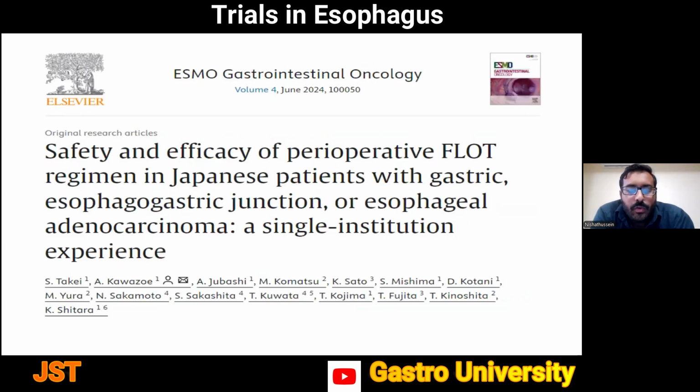Also, a recent study in June 2024 was published on the safety and efficacy of perioperative FLOT in Japanese patients. As the authors mentioned in this study, they are not aware of any previous studies on FLOT in this particular population of patients, and they have reported this to be one of the first trials of the safety and efficacy of FLOT in Japanese patients.